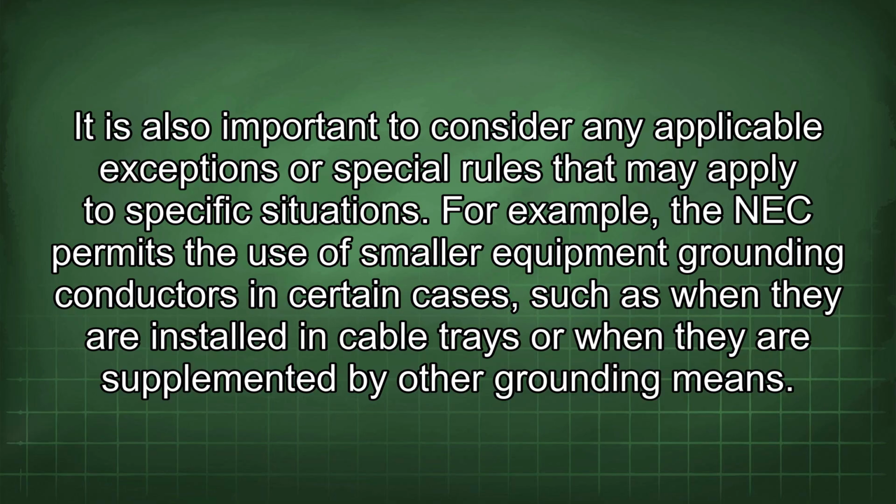It is also important to consider any applicable exceptions or special rules that may apply to specific situations. For example, the NEC permits the use of smaller equipment grounding conductors in certain cases, such as when they are installed in cable trays or when they are supplemented by other grounding means.